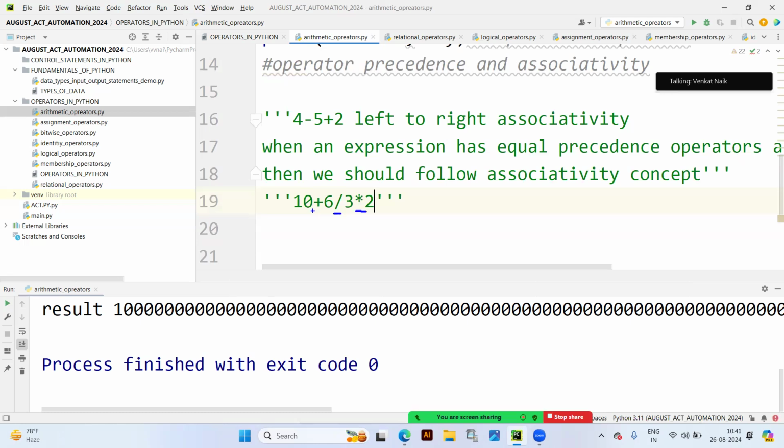Now you tell me, how do you evaluate this expression? Please tell me. Which portion will you evaluate first? Will you perform it like this? First, you want to perform multiplication. Why not this? 6/3.